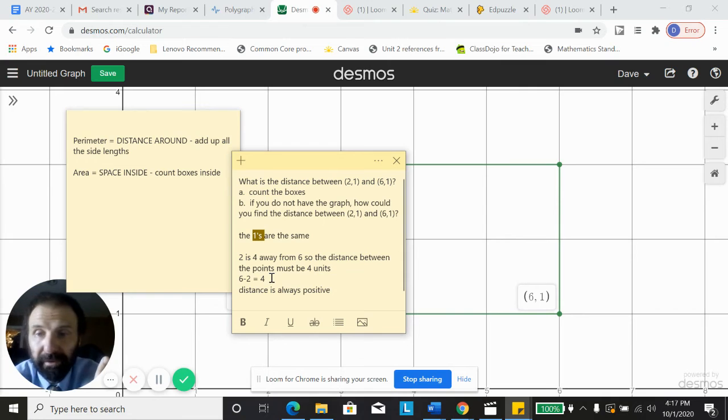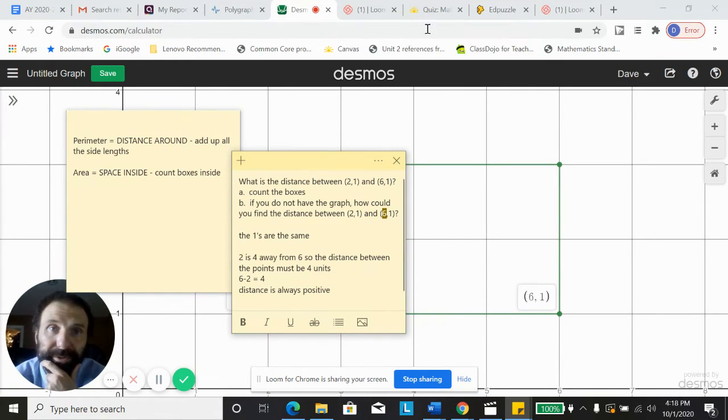And as we know, distance is always positive, right? We never talk about negative distances. So whether you said 2 minus 6 or 6 minus 2, we want the positive value in this particular case. So how do I find distance? I find distance by subtracting the two values that are not the same. And then I know that length.